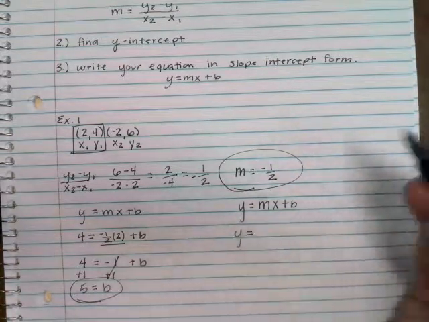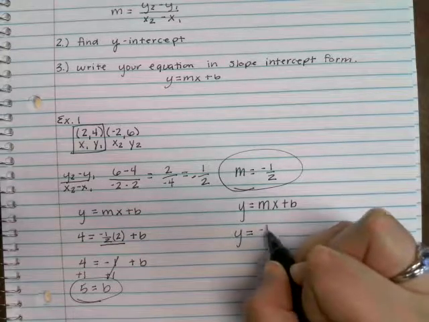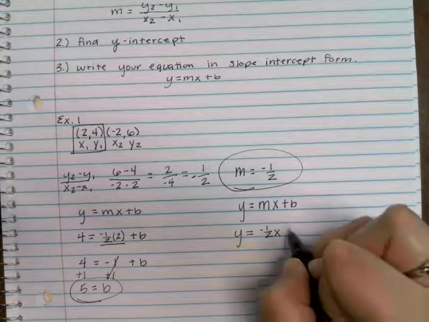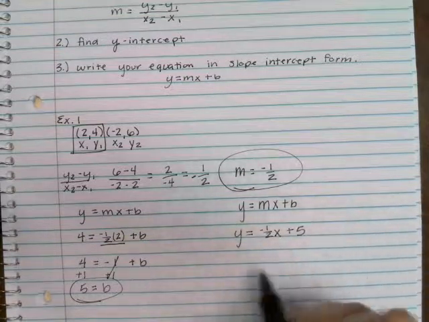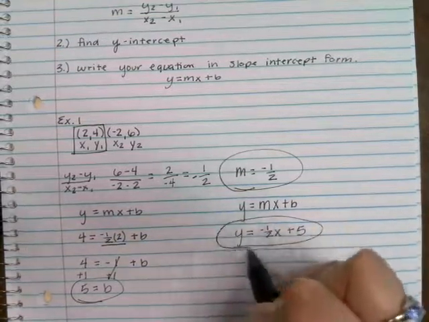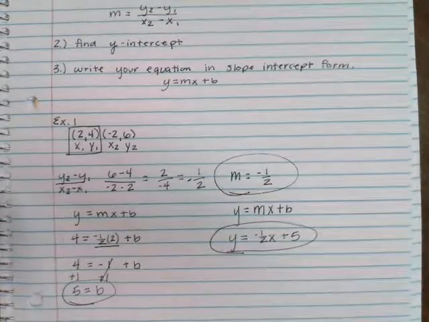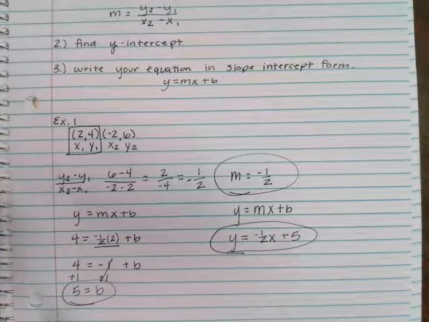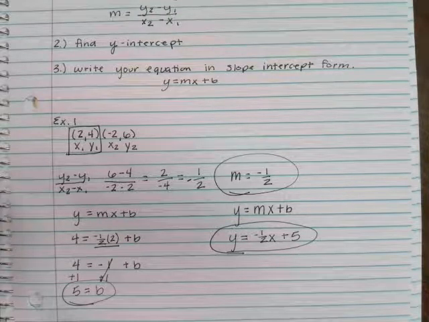Y equals m, negative 1/2. Keep your x plus, in this case, a positive 5. Y equals negative 1/2 x plus 5. And I just wrote an equation from a set of ordered pairs. Okay, so now we're going to try another one.